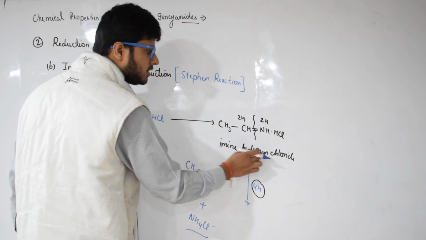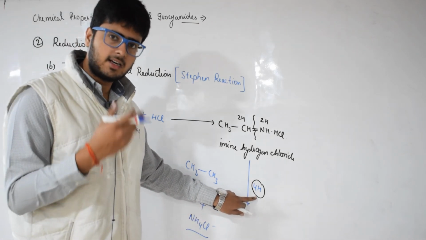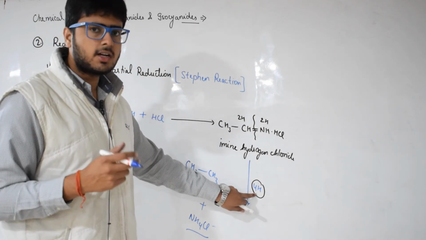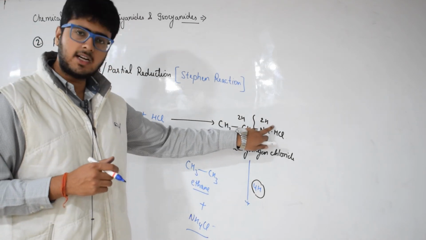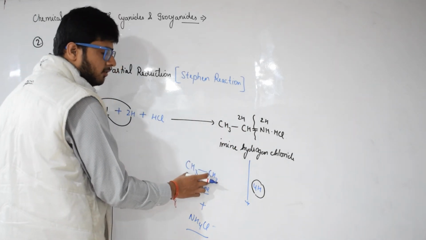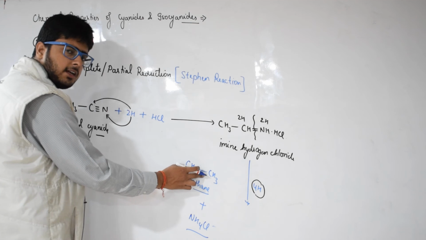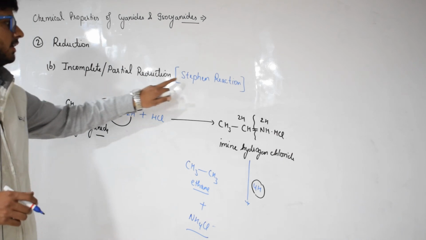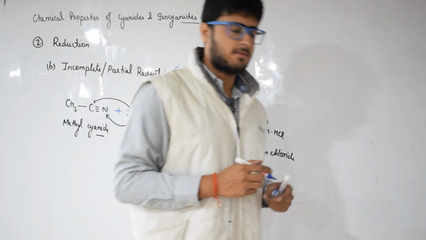This is called imine hydrogen chloride, and when it is further reduced, that is, further hydrogen atoms are added, it is divided into 2 sets of 2 hydrogen atoms. Of these 4 hydrogen atoms, 2 are attached to this side and 2 are attached to that side, and a bond cleavage will take place from here. So, it will form CH3CH3, that is, ethane, and here we have NH4Cl. So, formation of ethane will take place and a molecule of ammonium chloride is formed. So, this was the incomplete or partial reduction, or Stephen reaction, in case of cyanides. It is not possible in case of isocyanides.